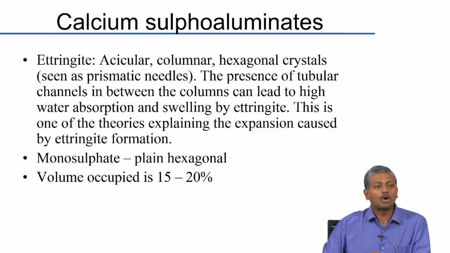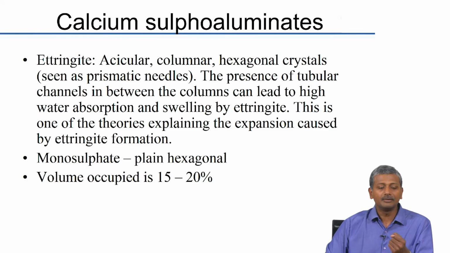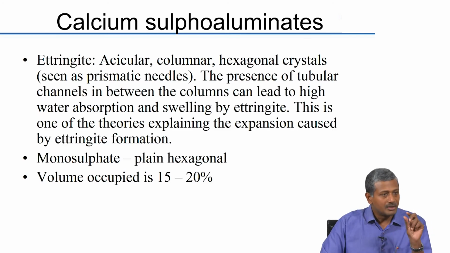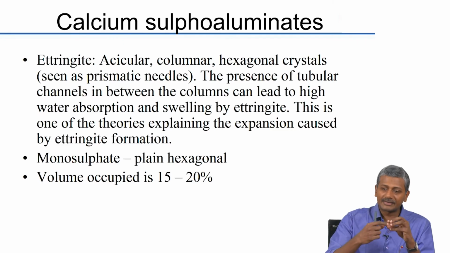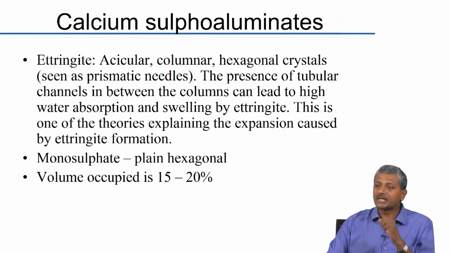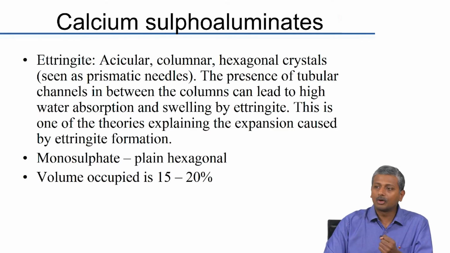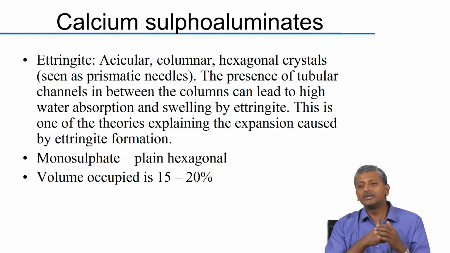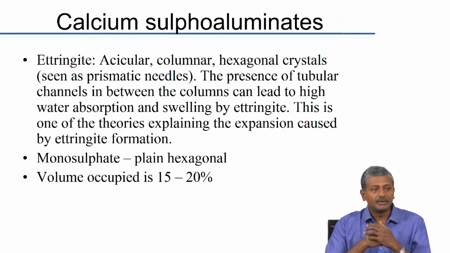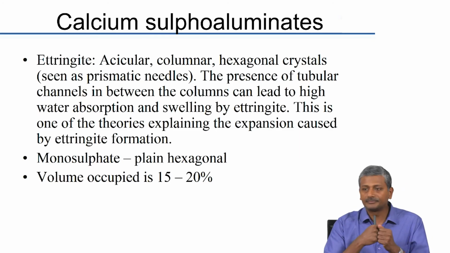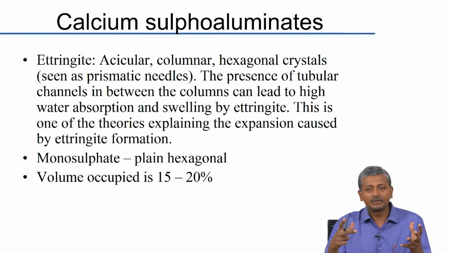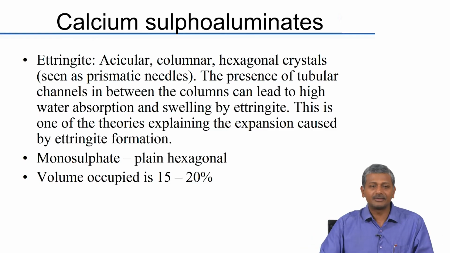It is basically a columnar structure, but it is also hexagonal, which is seen primarily as needles in the system because you have a very small dimension of the hexagon, and the presence of tubular channels between the columns can lead to a very high rate of water absorption. And the reason why Ettringite expands is primarily because it absorbs water, okay, and this absorption of water in a hardened concrete can lead to obviously expansion and cracking in the system.